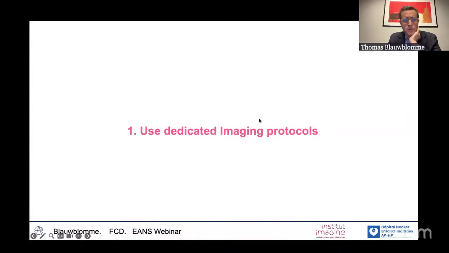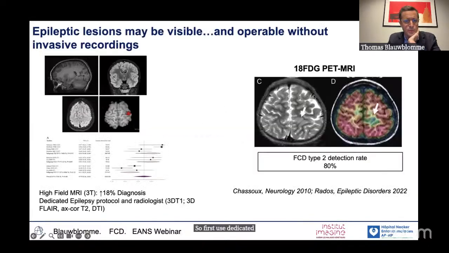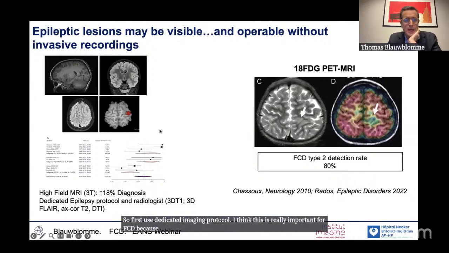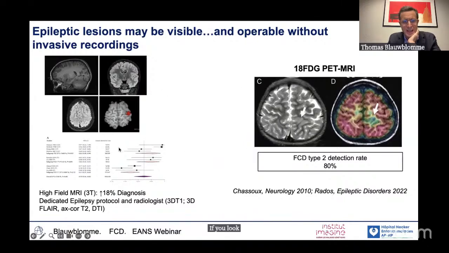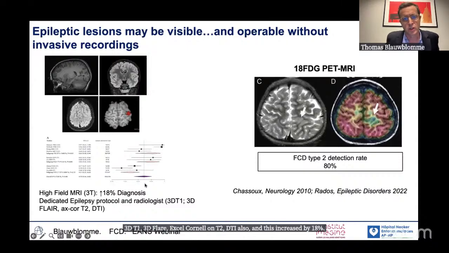So first, use a dedicated imaging protocol. I think this is really important for FCD because if you look at the recommendation of the ILAE, you need to use 3T MRI with a dedicated protocol using 3D T1, 3D FLAIR, axial coronal and T2, DTI also, and this increased the accuracy of the diagnosis by 18%.